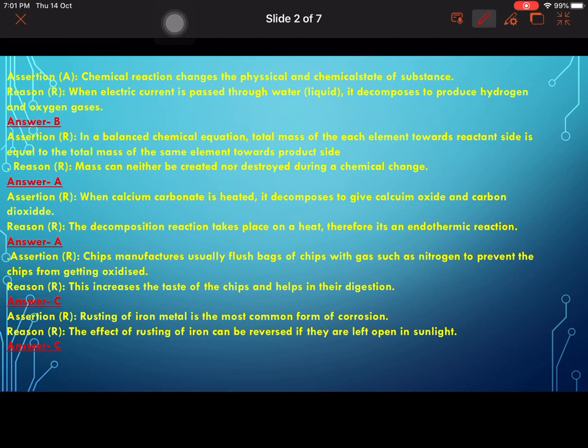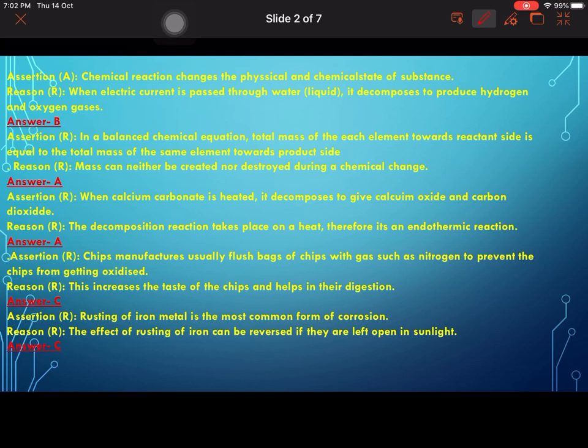Second is, in a balanced chemical equation, total mass of each element towards reactant side is equal to the total mass of the same element towards product side, and mass can neither be created nor be destroyed during a chemical change. So both assertion and reason are correct, so the answer will be A.